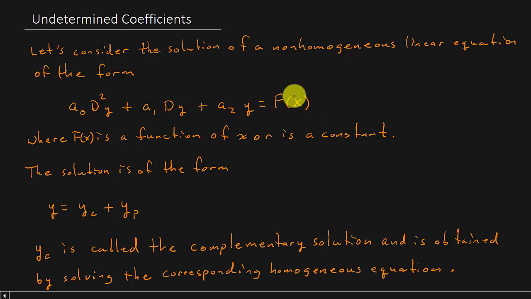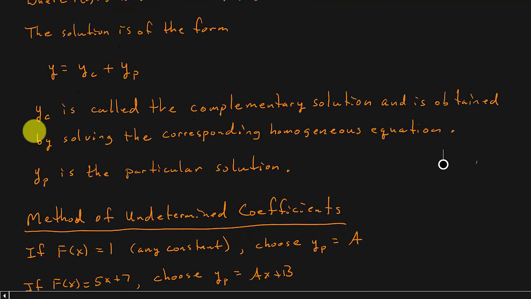All right, so let's see what we do. So it says, let's consider the solution of a non-homogeneous linear equation of this form here, and it equals f of x, where f of x is a function of x or it's a constant. The solution is of the form y equals y sub c plus y sub p. And in this, y sub c is called the complementary solution and is obtained by solving the corresponding homogeneous equation.